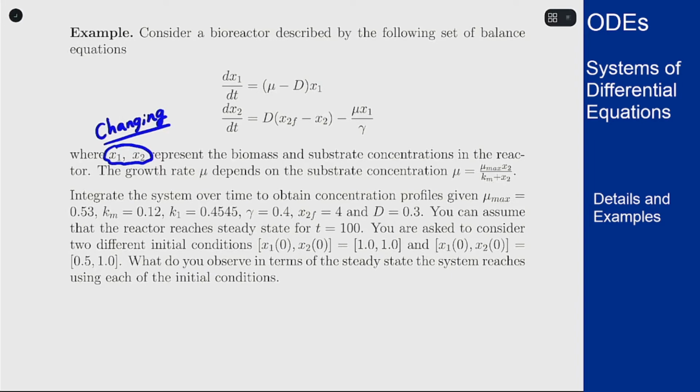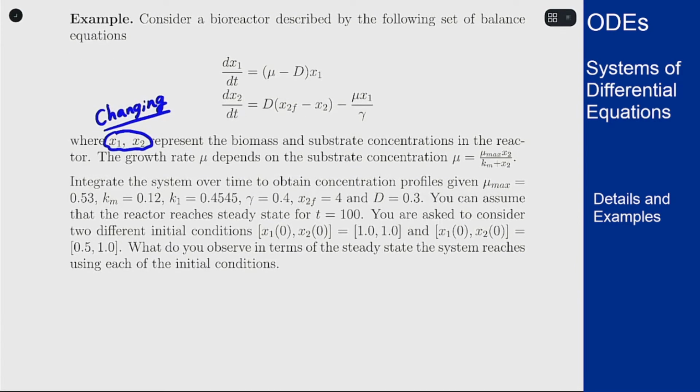The question you could be asked in a future class like that is to integrate the system over time to obtain concentration profiles given certain values of the parameters. So if I tell you what mu max is, what Km is, what K1 is, what gamma, x2f, and d are, you can take that information and see what's going to happen over time to this system. We could run this using a numerical model to figure out what we're going to get out of the reactor as time goes on.